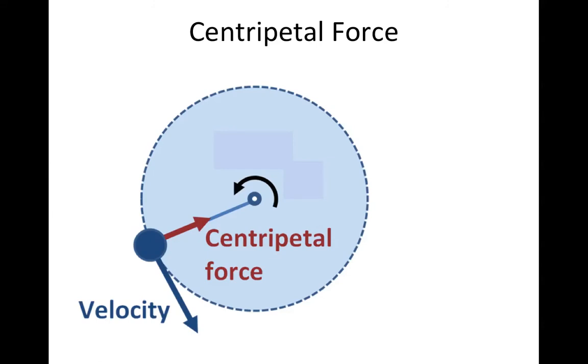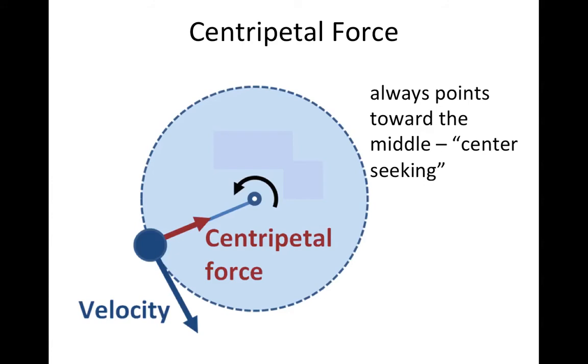Now, if I'm moving in a circle, that means that centripetal force is always going to be pointing towards the middle, and so it's kind of center seeking. If it's on the edge over here, then the centripetal force is pointing over here towards the center. If it was over here, the centripetal force points towards the center, okay?